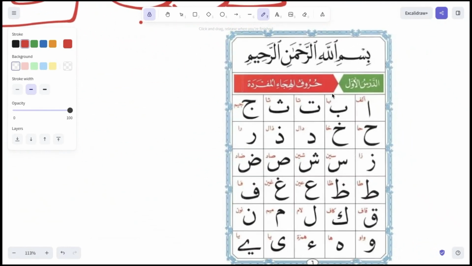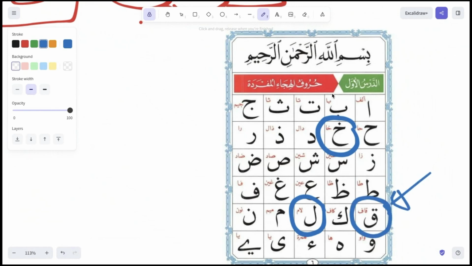Next word will be قرأ. Oh, we already did that one, so let's do خلق. خ, لام, قاف. Remember the difference between قاف and كاف. ق ق ك ك. All right, let's do it.